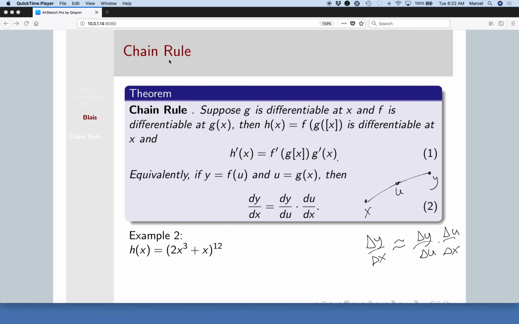Alternatively, we can apply our chain rule and say h prime of x is, so here we're identifying the outer function f of u is u to the 12th. And the inner function we identify as 2x cubed plus x.